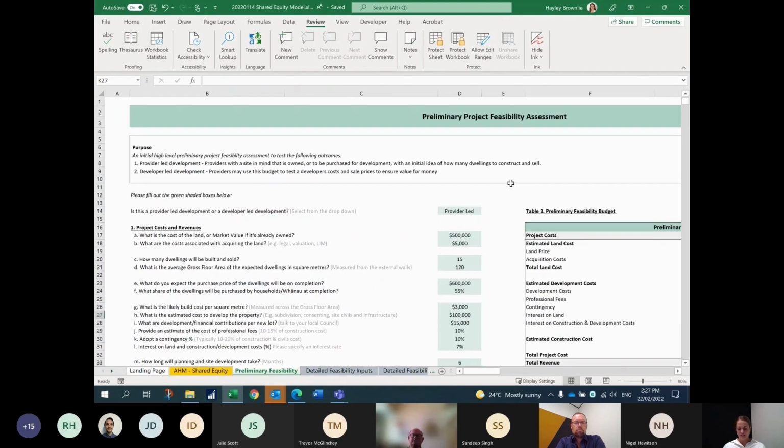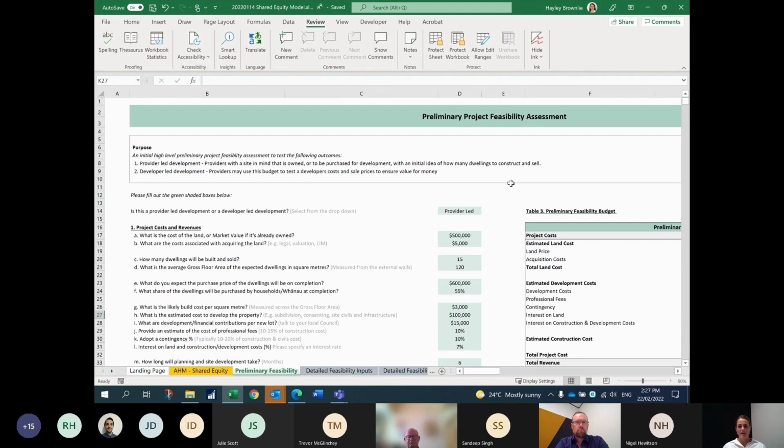The objective of it is to provide a high-level assessment and indication of whether the development is feasible and to demonstrate how providers will fund the development of the homes they're putting households into. So this page can be used by providers or prospective providers who are looking to undertake a development and are at an early concept stage. They might have completed little or no due diligence, and they just want a rough idea.